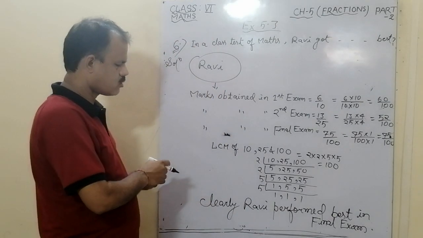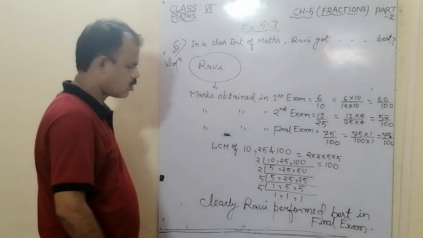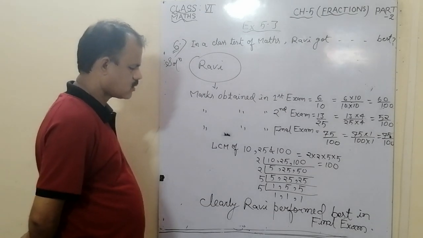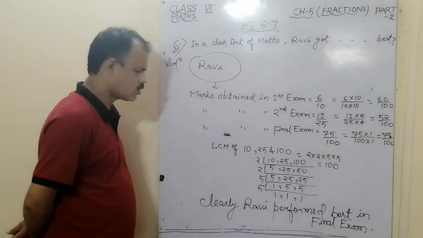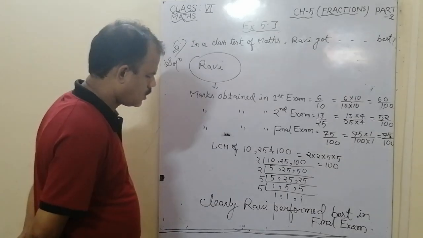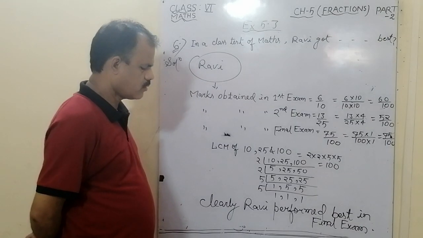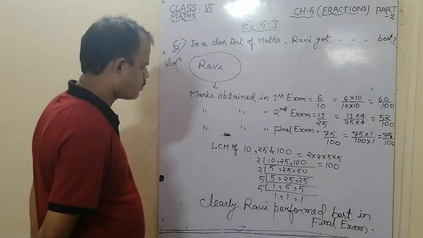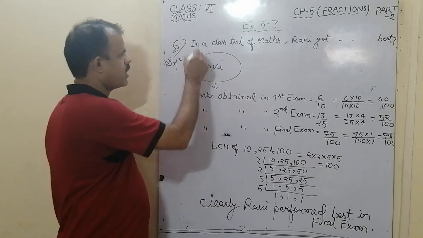In a class test of math, Ravi got 6 marks out of 10. In another class test of math, Ravi got 13 marks out of 25. And in the final test, Ravi got 75 marks out of 100. In which exam of maths did Ravi perform the best?